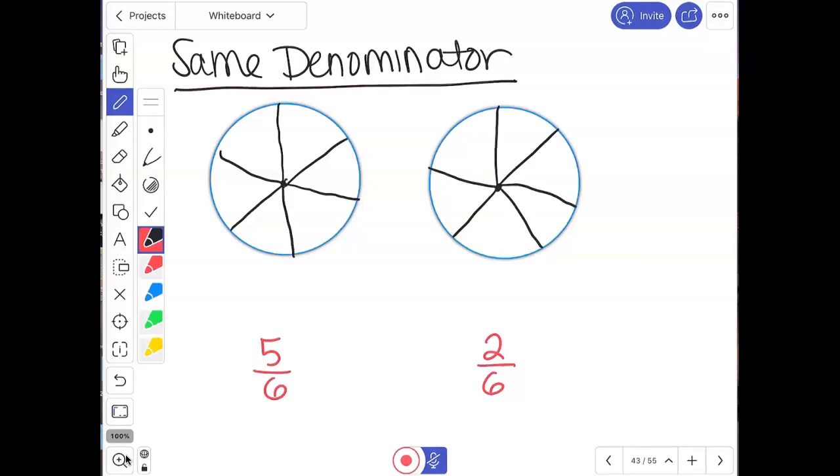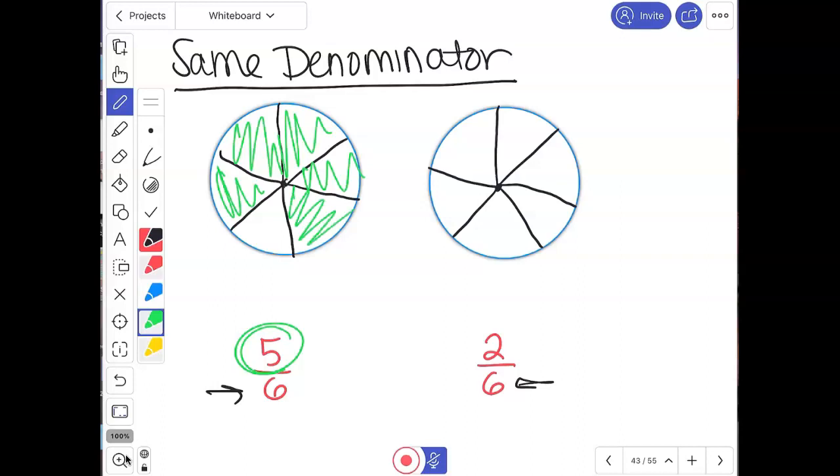Okay, so I've partitioned into 6 because that's my denominator. I'm going to take one color and I'm going to shade in 5. So 1, 2, 3, 4, 5. That represents 5/6. I'm going to take a different color and I'm going to shade in just 2. And I think it's pretty clear from my visual model that 5/6 here is greater than 2/6 here. And that's because 5 is greater than 2.